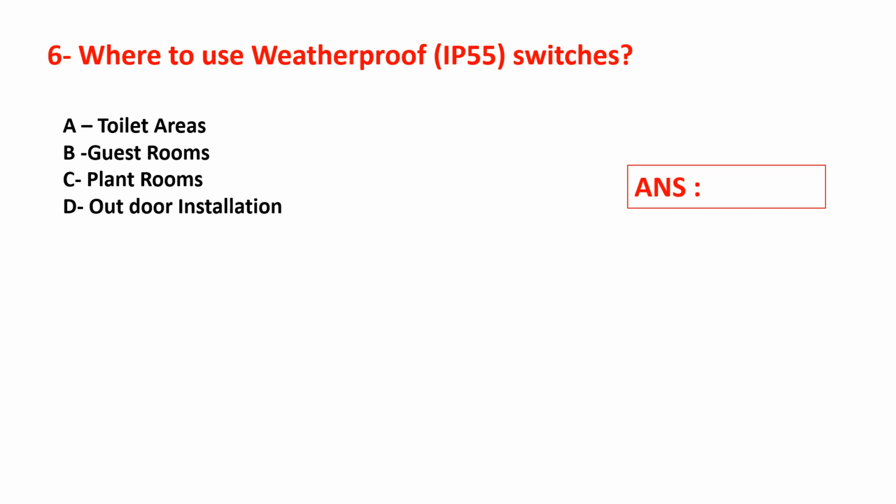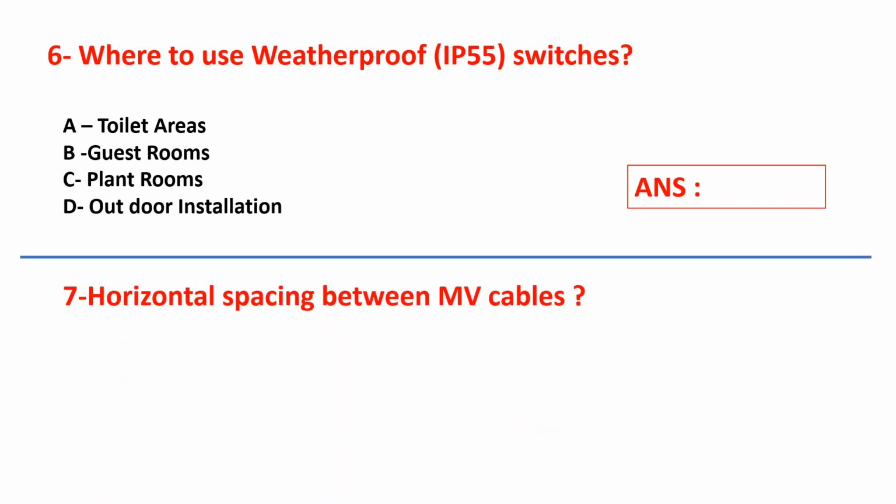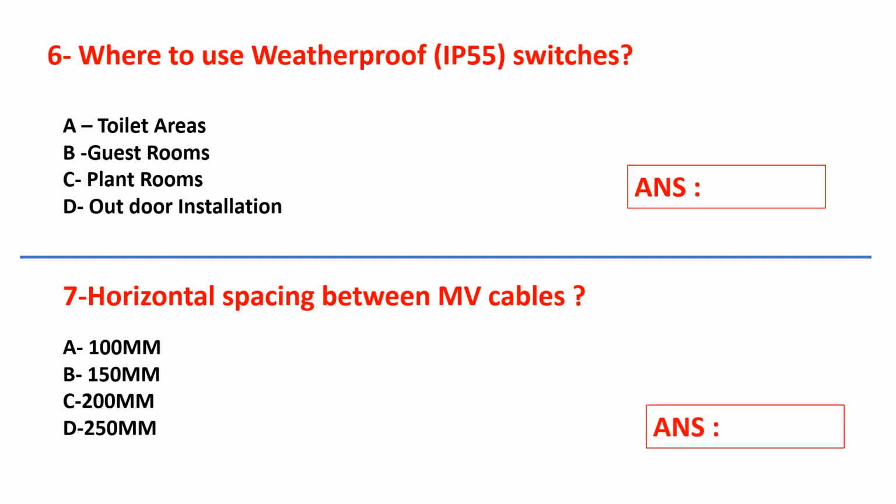Select your answer here. Question number 7. Horizontal spacing between MV cables: 100, 150, 200, 250. Select your answer here. Question number 8. What is a single room substation?